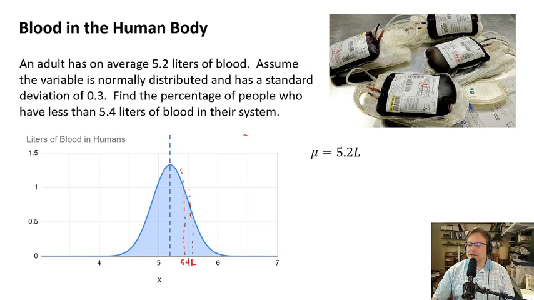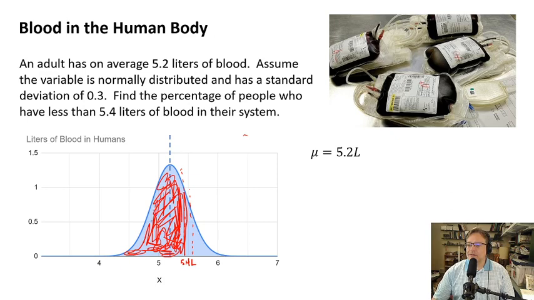5.4 liters. And so we want to know the percent of people who have less than that. So we're going to be shading in all the stuff here to the left of this. We're going to be looking up values in a table.